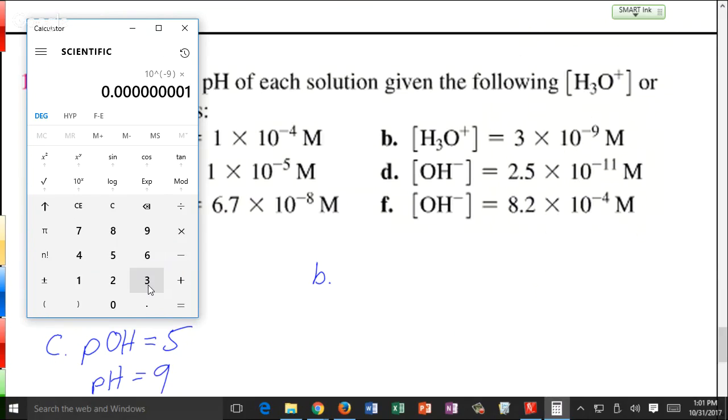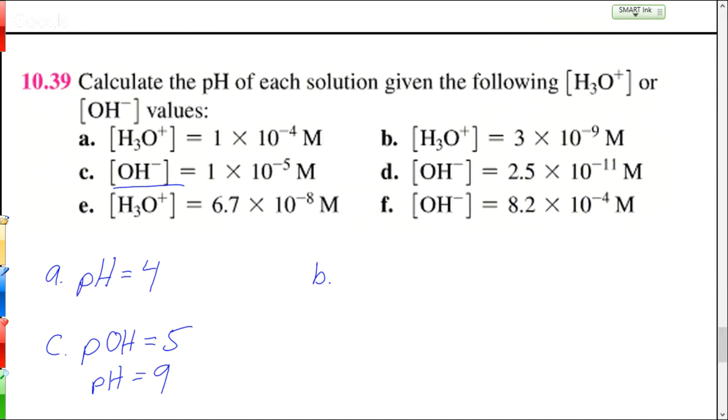Then I'd go times 3, because there's a 3 out in front. And then I would take the log of that whole number, and then I would flip the sign on it. So I'd get about -8.5. Or I'd get 8.5 for the pH. That's a little weird if you're not used to that kind of a calculator.